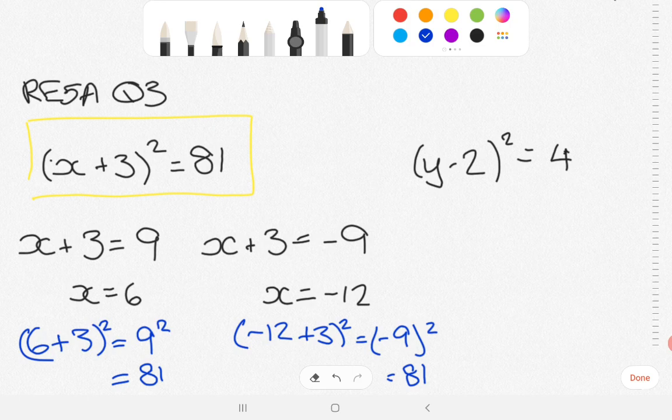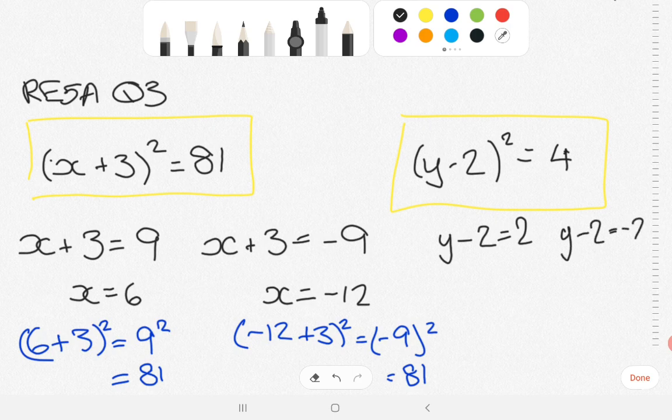So we can do the same with this next example. We've got (y - 2) all squared equals 4. If we follow the same idea, what squared gives me 4? Well, 2 squared would give me 4, so I would have y minus 2 is 2, but also negative 2 squared would give me 4, so y minus 2 would be negative 2. And then again, we can just solve from there. We would be adding the 2 this time, so I would get y equals 4, and I would get y equals 0.